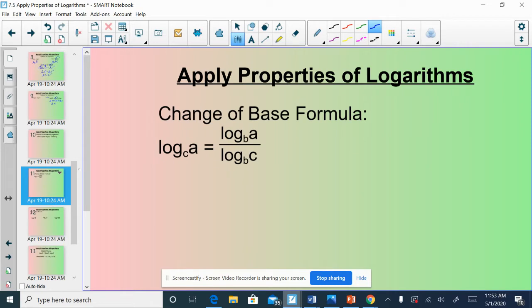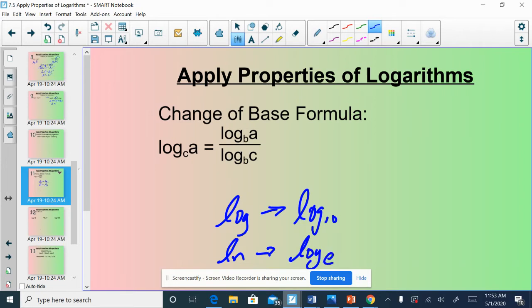The last thing I want to cover is called the change of base formula. If you recall and have a good understanding of 7.4, I told you that we are going to avoid the log button on our calculator and the ln button on our calculator. The reason for that is that the log button on your calculator, if you ever just see log, that means log base 10. We never write log base 10, we always just write log. That's called the common log. Similarly, if you ever see ln, that means log base e, that constant e.